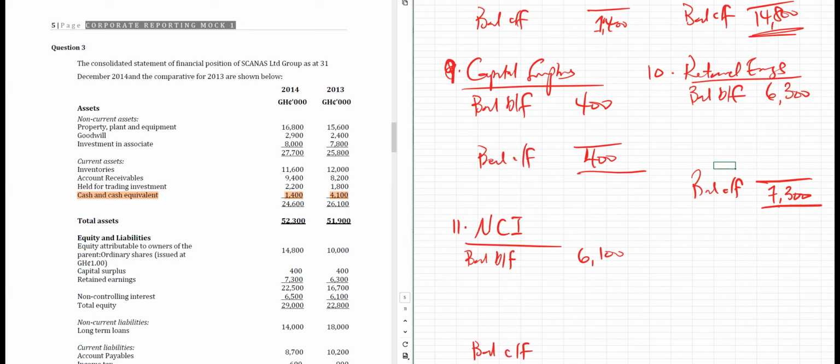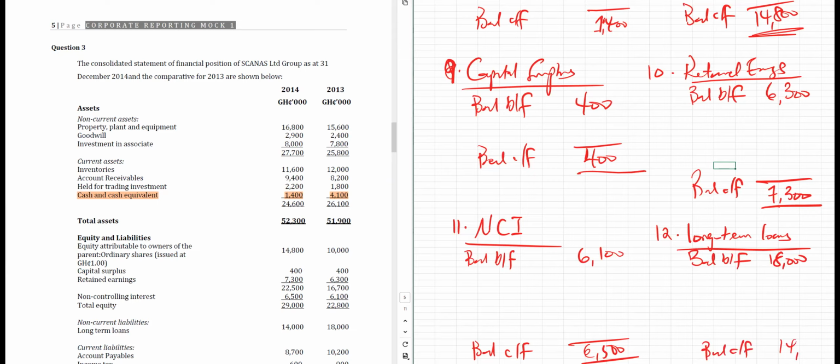Long-term loans. So number 12, long-term loans. Balance brought forward, how much is it? 18,000. Balance carried forward 14,000.